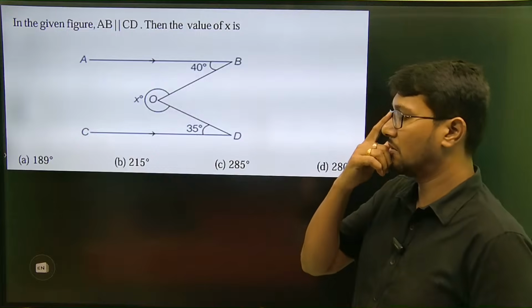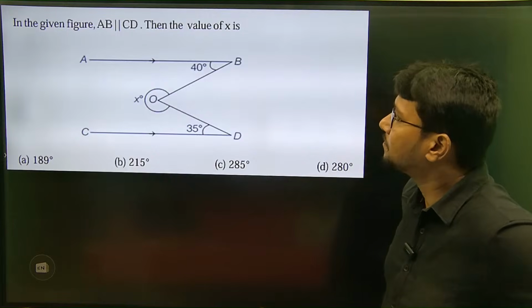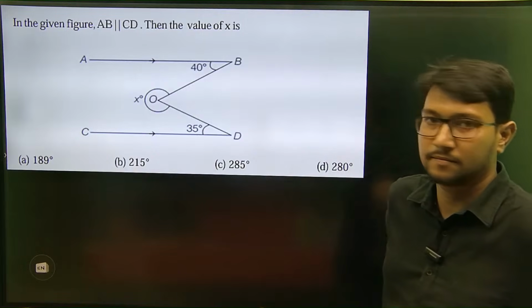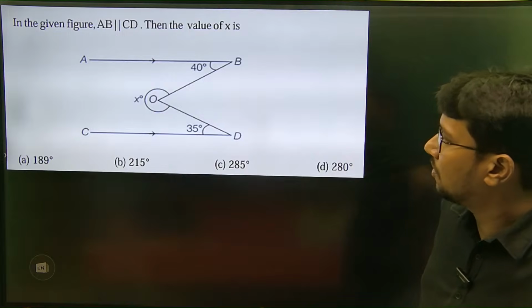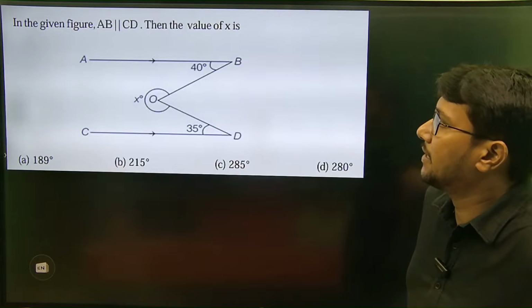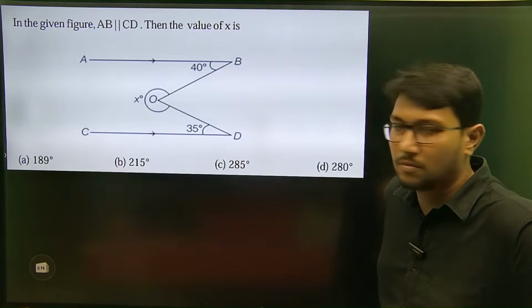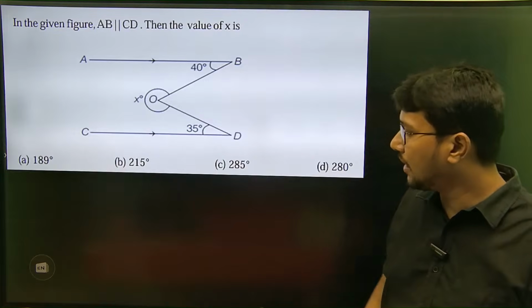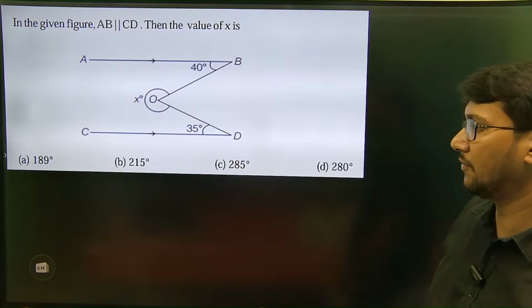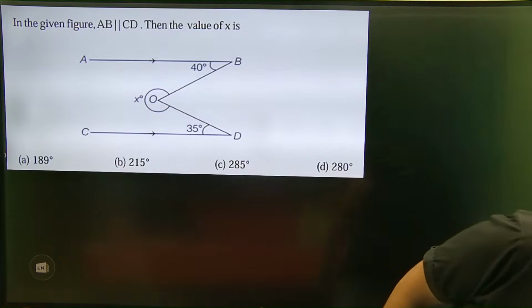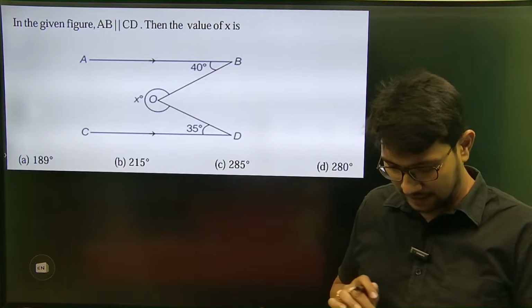Check, check. What is the correct answer? Check. Which property are we going to use? Parallel line property. Yes, okay. Very good, very good. Let me check how many have given the answer.